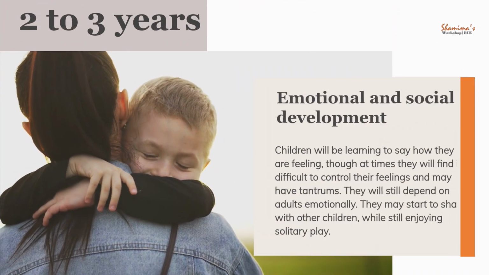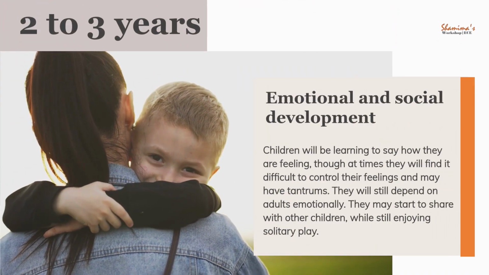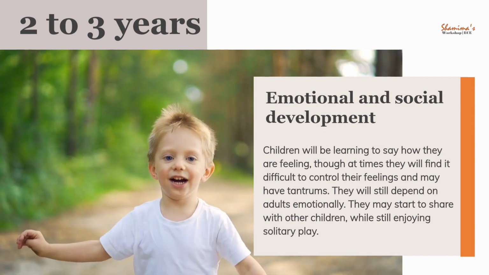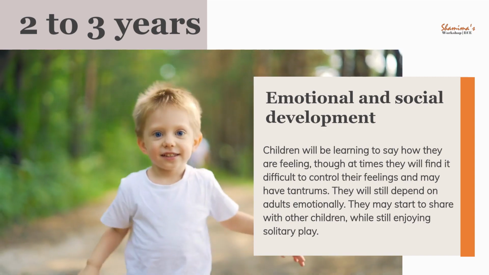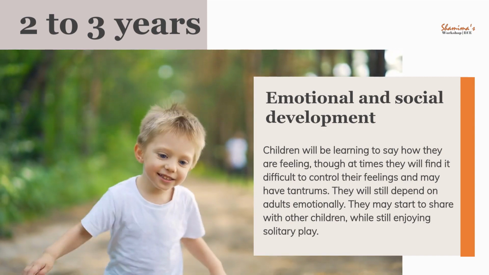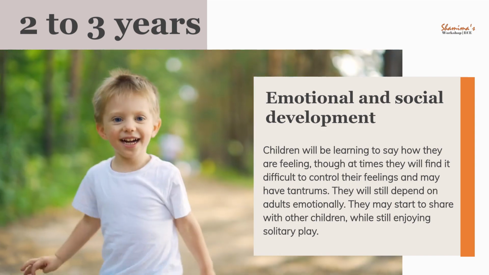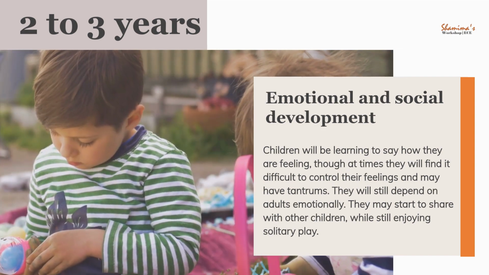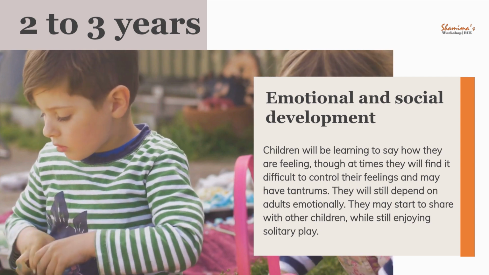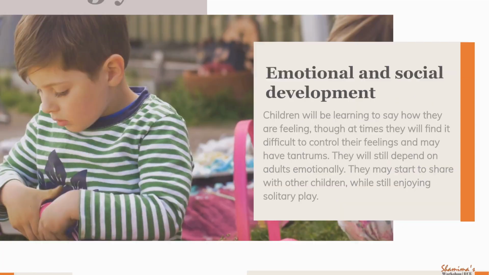2 to 3 years. Emotional and social development. Children will be learning to say how they are feeling, though at times they will find it difficult to control their feelings and may have tantrums. They will still depend on adults emotionally. They may start to share with other children, while still enjoying solitary play.